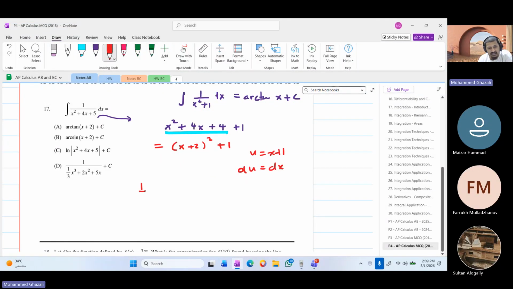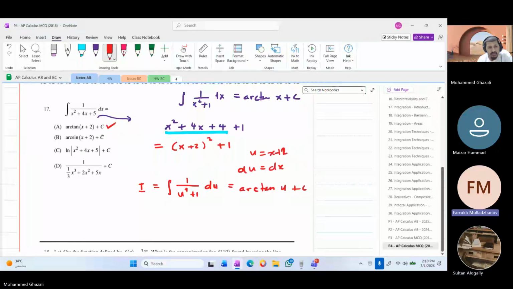So now the integral turns into the integral of 1 over u squared plus 1 du, which equals arctan u plus c. What is u? This was x plus 2. So the answer is arctan of x plus 2 plus c. Are we good? That's our answer.